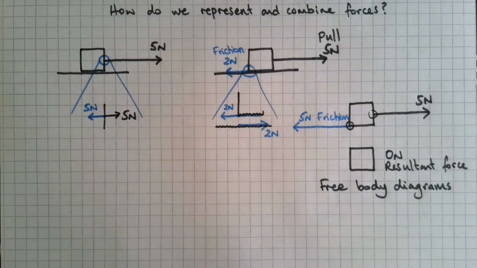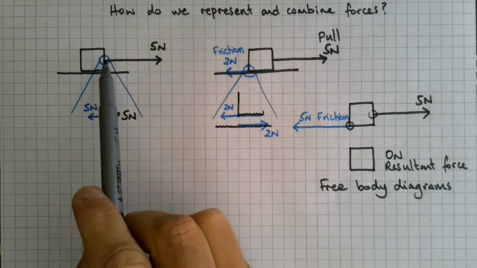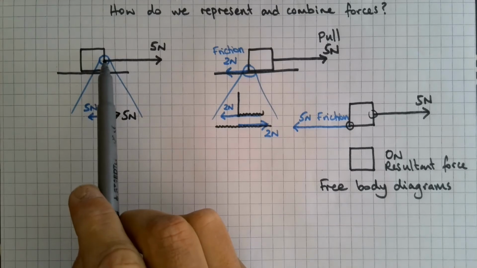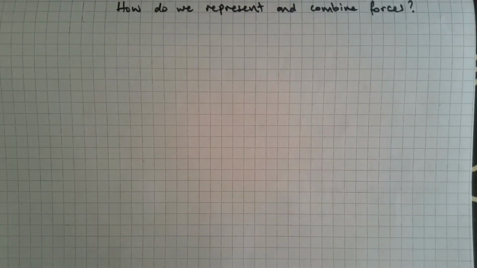So that is Newton's third law, that when a force is applied between two objects, then there will be an equal and opposite force at the point of application. So the last thing that I want to bring to this video is how we represent weight and how that is closely related to mass and centre of mass.